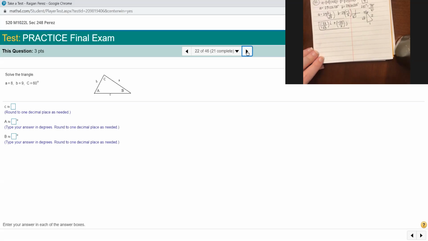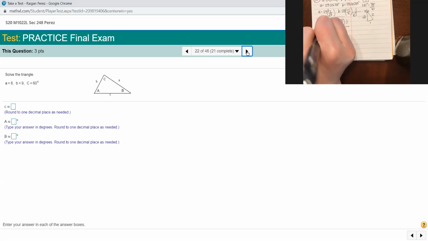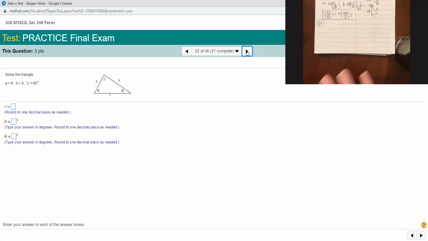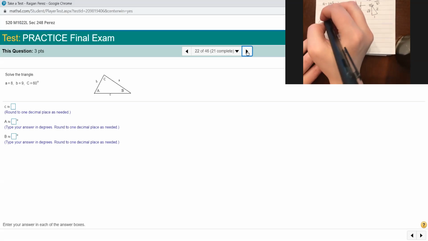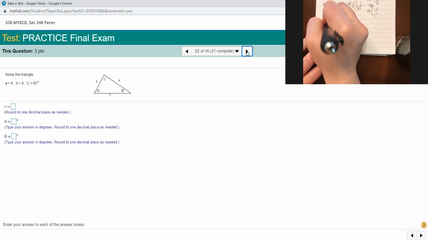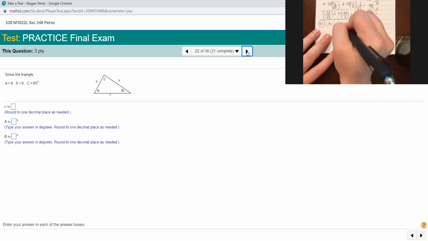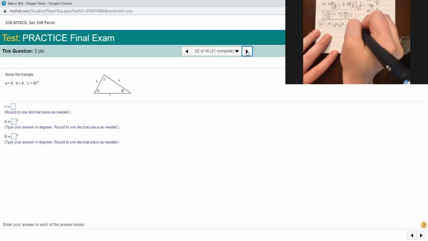All right, 22. I'm probably going to let this be the last one for this part, but I'll go to 23 if I can fit them both on this piece of paper because that'll be helpful. All right, solve the triangle if A is 8, B is 9, and C is 60. Okay, so we have to use law of cosines here. We're going to have to find little c first. So c squared is equal to a squared plus b squared minus 2ab cosine of c.